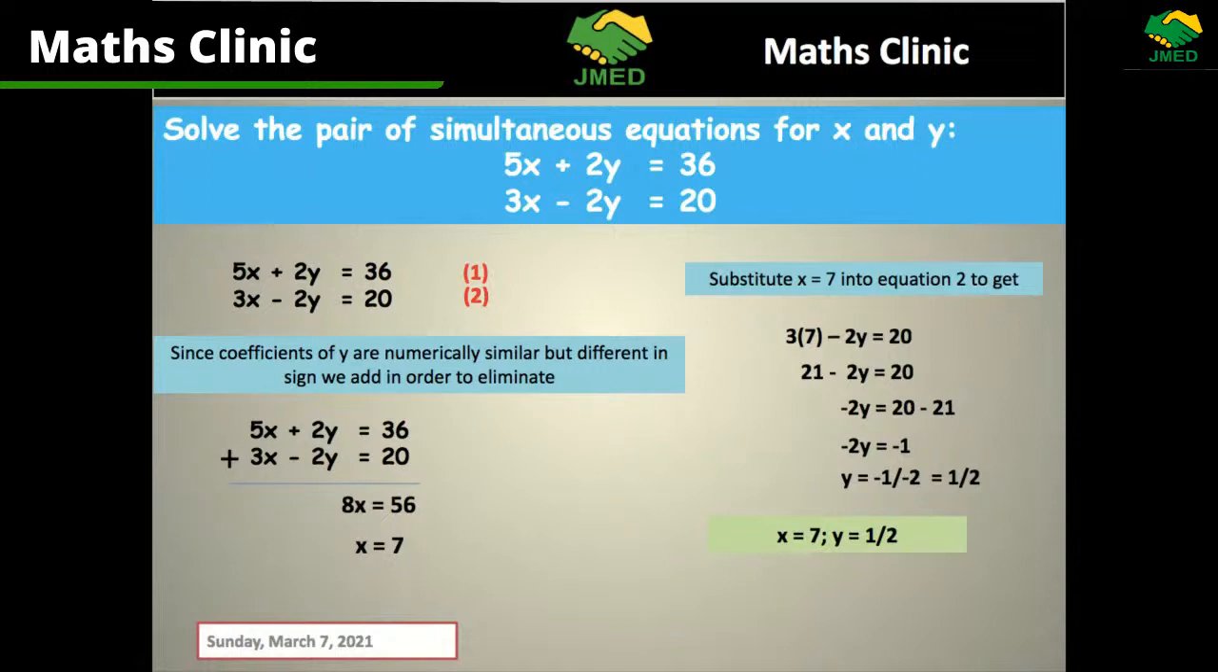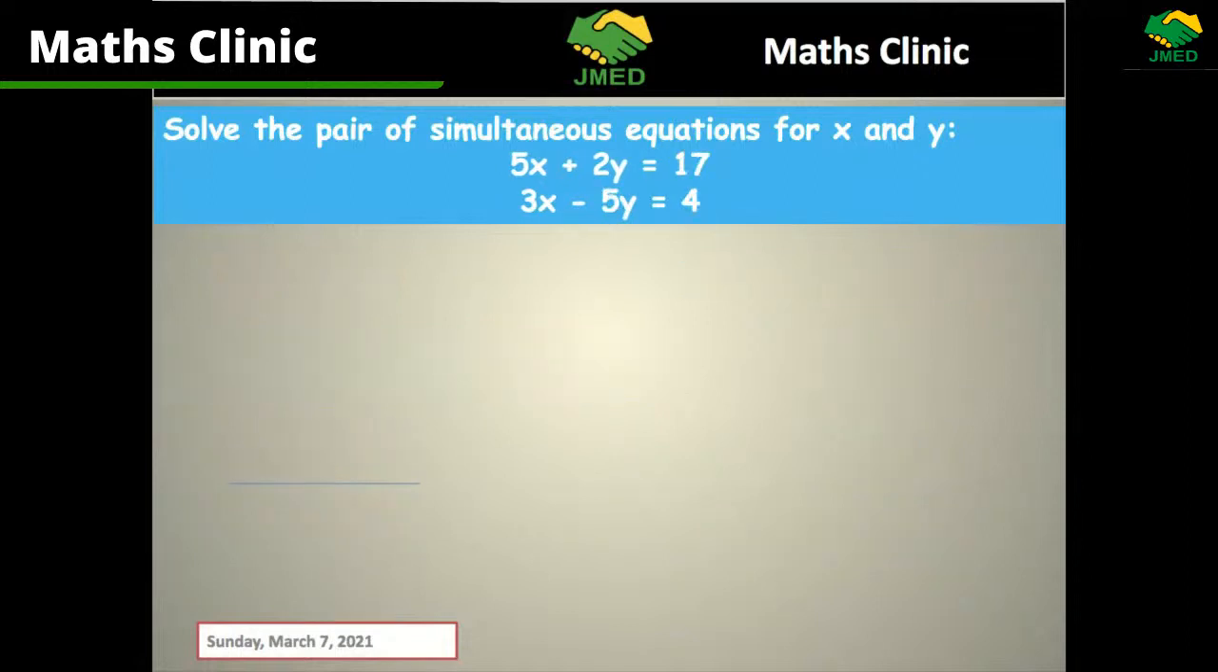All right, so carrying on, we have a different situation here. So we solve the pair of simultaneous equations for x and y. We have 5x plus 2y equals 17, 3x minus 5y equals 4. So let's put this down together. And again, if you look at this, we know that there is no pair of coefficients of the variable which are the same. So this will require a little bit of creativity. We label them equation 1 and equation 2.